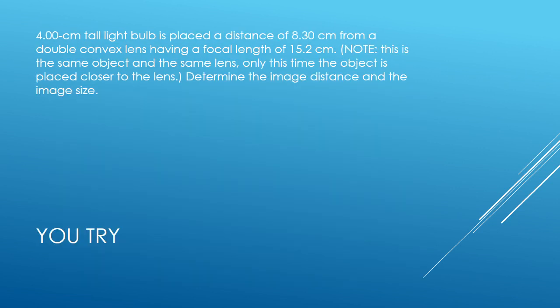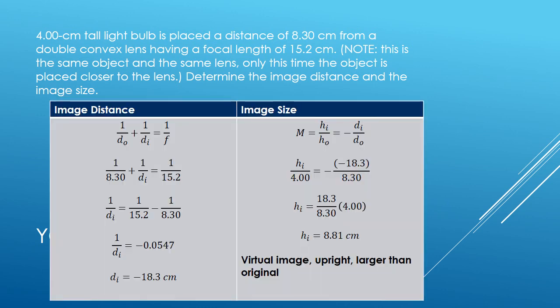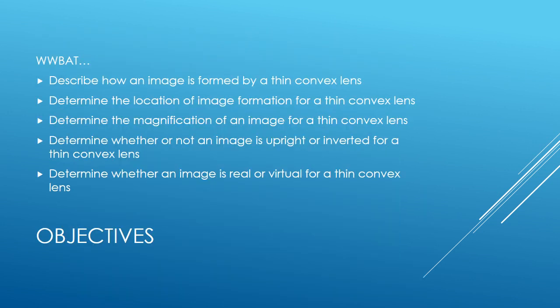Now I'd like you to try a problem on your own. Pause the video now, read the problem, and then go ahead and try to solve it. Play the video again when you're done. Here's your answer. Go ahead, check your work. Ultimately, you should have gotten that this is a virtual image that is 18.3 centimeters away from the lens on the same side as the object. It is upright because my height is positive, and it is larger than my original object at 8.81 centimeters.